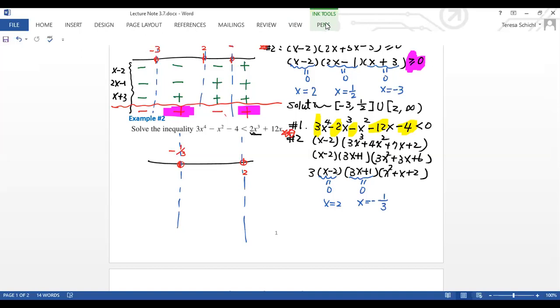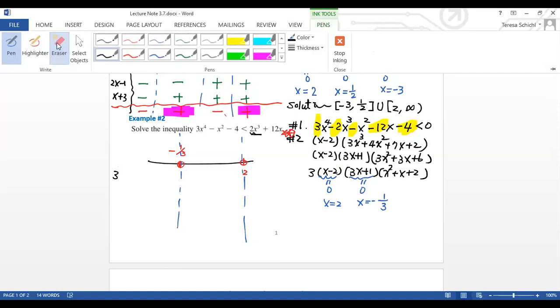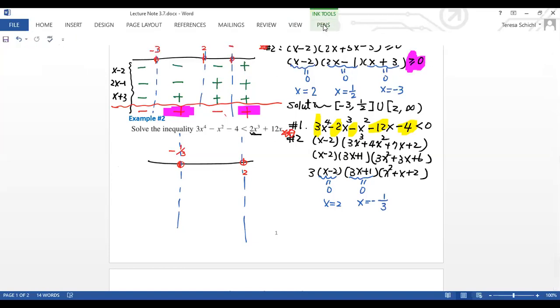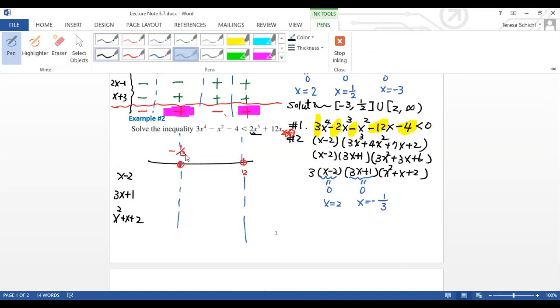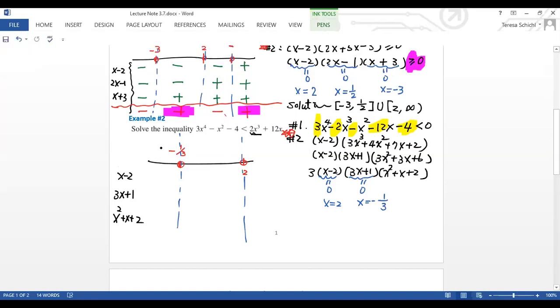All right, so now in here I need to write down my factors. Here, this will be my x minus 2 factor. This is the 3x plus 1 factor. This is the x squared plus x plus 2 factor. All right, so now I'm going to start doing my negative positive game again. You choose anything on the left-hand side of -1/3, let's say -1. So this one will be negative. You choose something in between, say 0, so this is negative. Choose something above, so 3, it's positive.